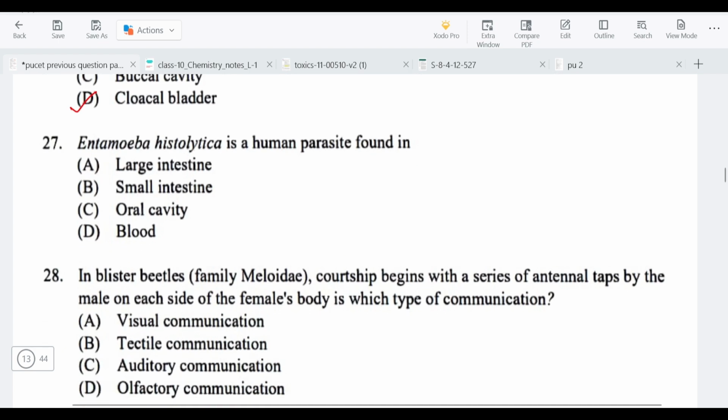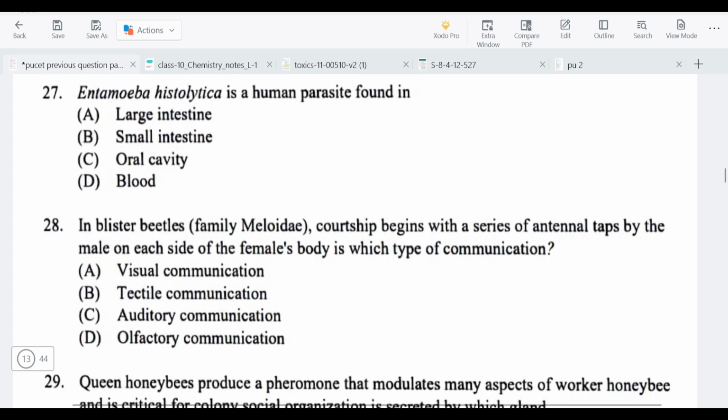Next question, Entamoeba histolytica is a human parasite found in. The correct answer is the large intestine. It inhabits the large intestine of humans and infects the colon. And what does this cause? Amoebic dysentery. Very important question.